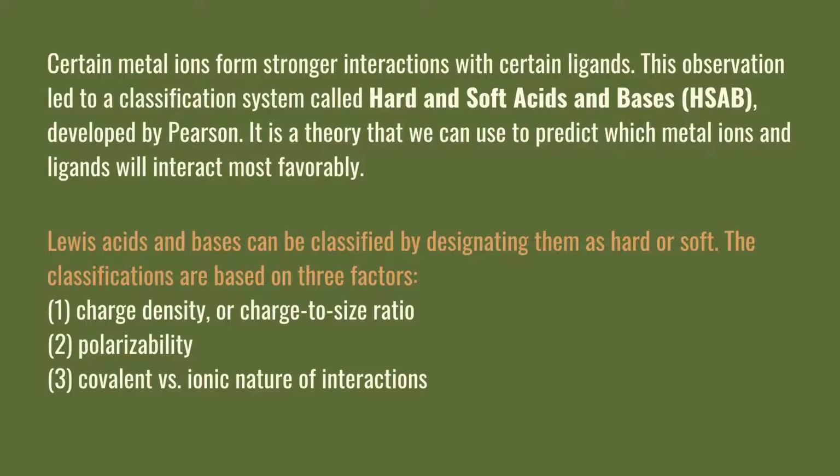Lewis acids and bases can be classified by designating them as hard or soft. The classification is based on three factors. First is the charge density, or charge to size ratio. Second is the polarizability. And then third is the covalent versus ionic nature of interactions.